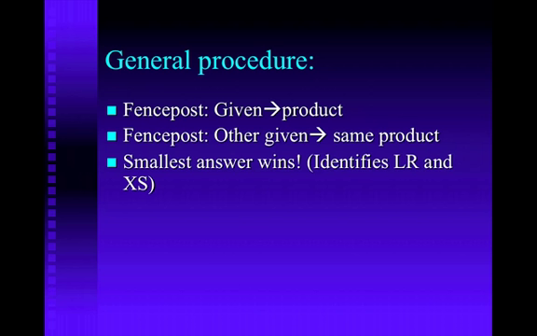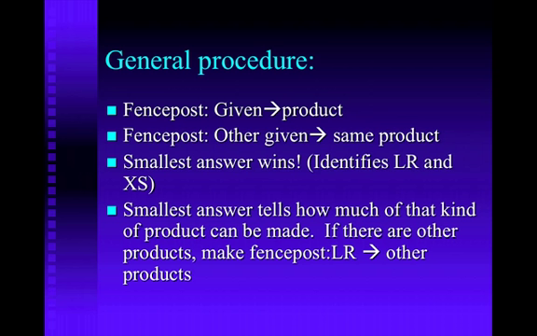The smallest answer wins. When you calculate the 2 answers, whichever reactant gives you the smallest amount of product is the correct one, because you can only make as much as the least amount that you can make. It's kind of like that saying a chain is only as strong as its weakest link. Well, you can only make as much of a product as your least amount that you can make. Also, whichever fence post gives you the smallest result helps you to identify what the limiting reactant is and the excess reactant. That smallest answer that you find tells how much of that kind of product can be made.